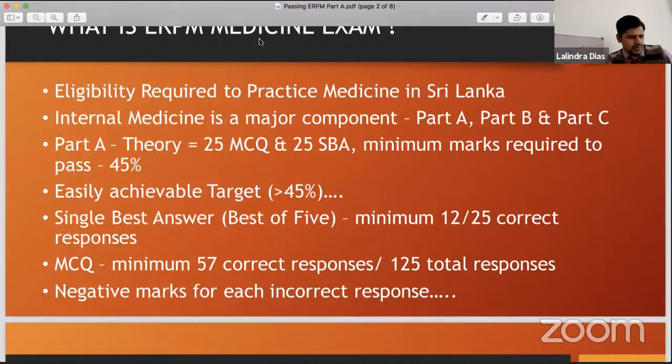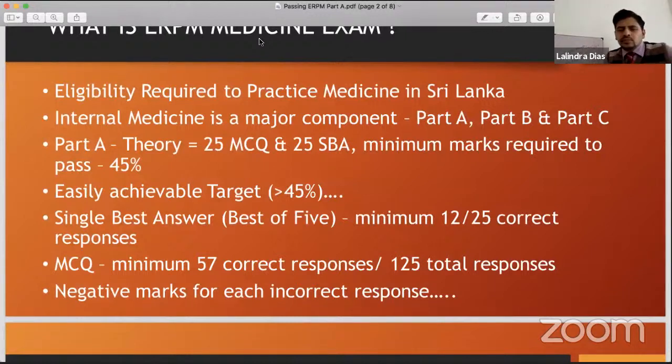I hope I have shared the Zoom ID. I hope most of the students have joined through Zoom, and also it's been live streamed on YouTube for anyone to watch.